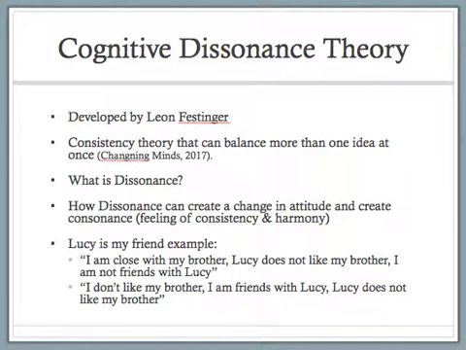If I'm not close with my brother, then her not liking him may not affect our friendship as much. To make an inconsistent thought consonant, the phrases might turn into this. I am close with my brother. Lucy does not like my brother. I am not friends with Lucy. Or, I don't like my brother. I am friends with Lucy. Lucy does not like my brother. These changes in attitude based on dissonance create consonance.